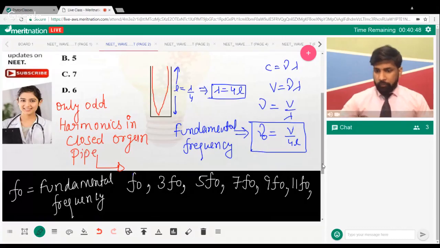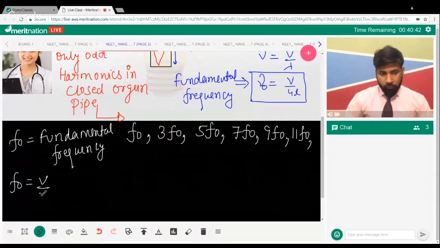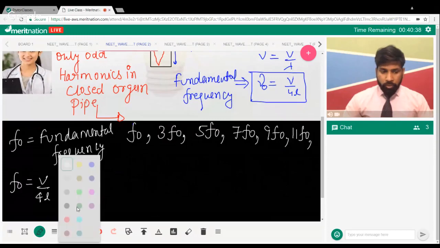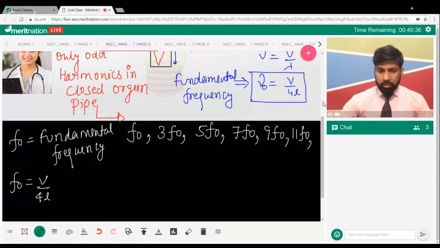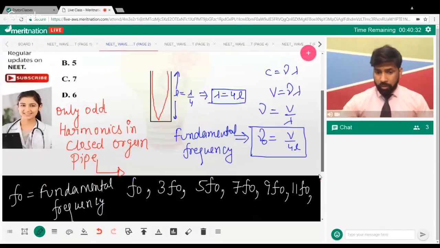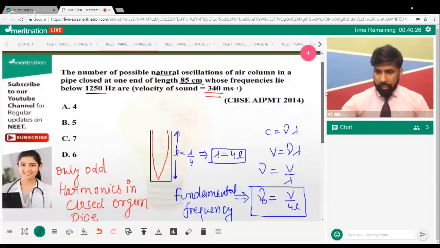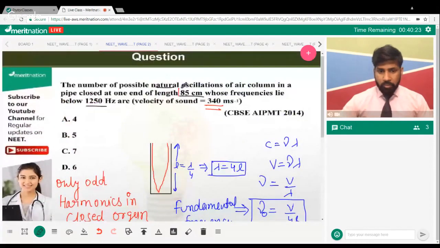So students, we have already calculated that the fundamental frequency is v by 4L. So f naught is equal to v by 4L. Let us calculate the value of v by 4L. Here v is already mentioned in this question. You can see, let me show you, 340 is the velocity of sound. So v is equal to 340. And the length of the tube is also given here. L is the length of the tube, which is 85 centimeter.